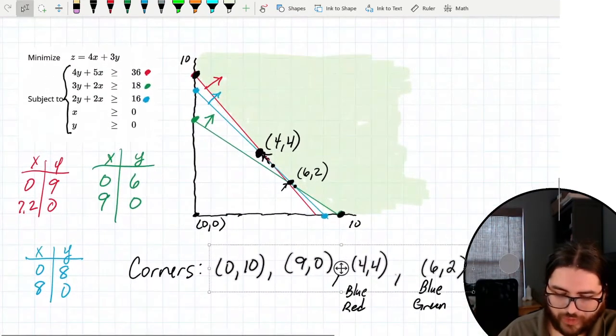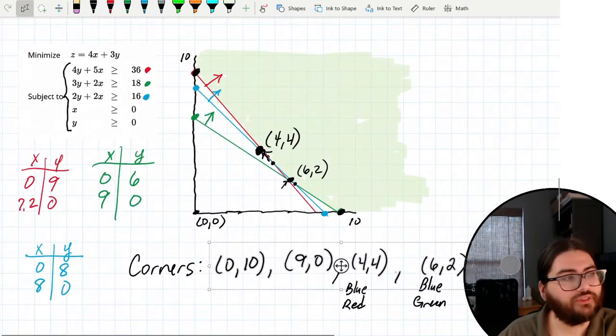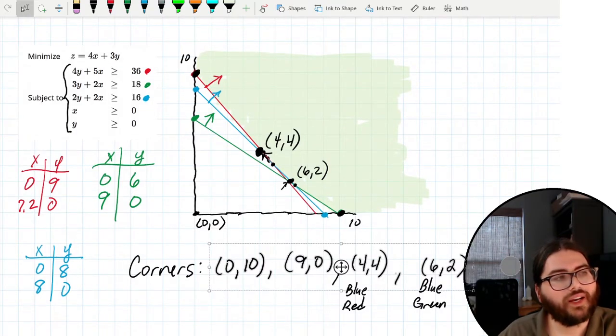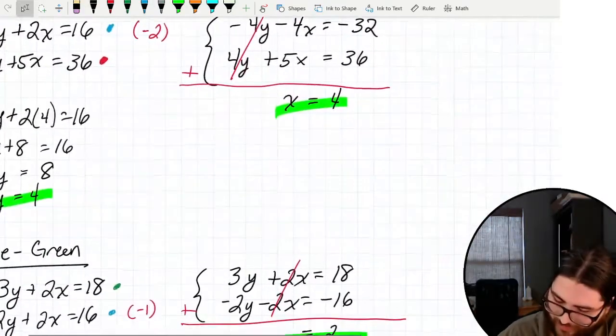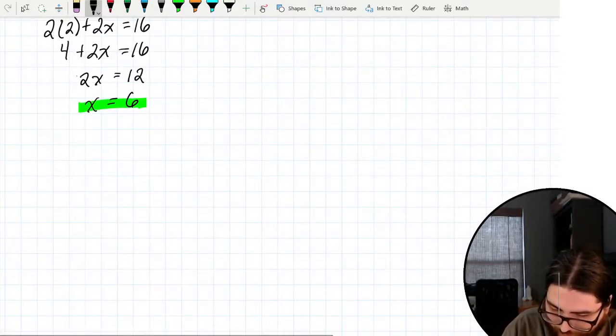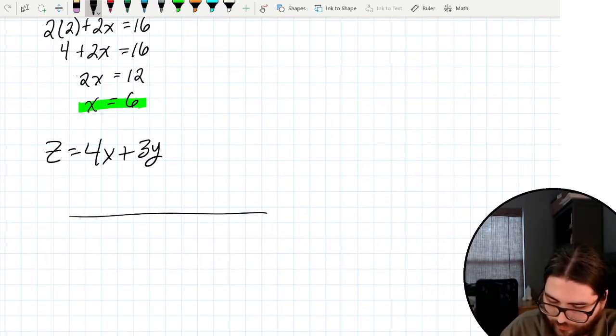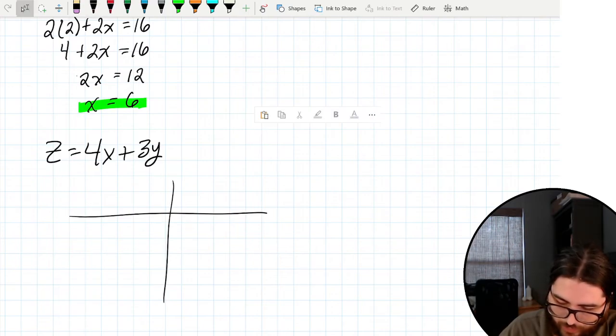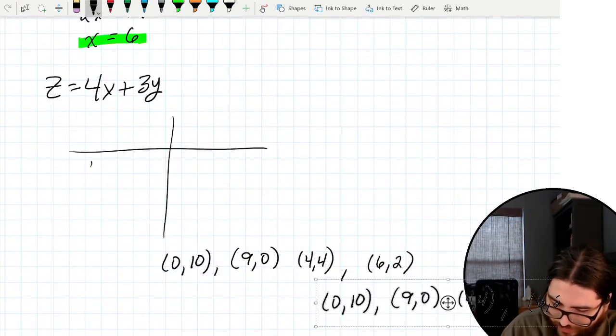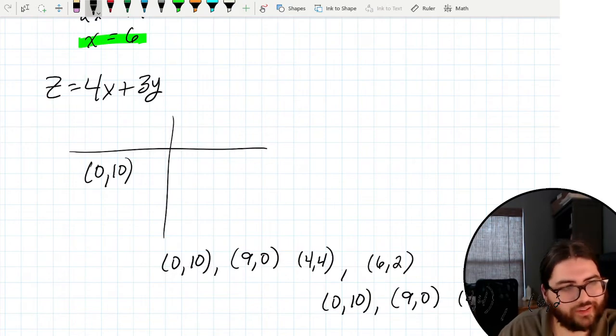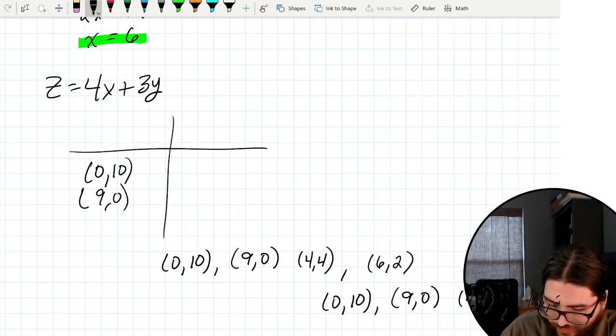I will scroll up just to find my objective function. So z equals 4x plus 3y. Paste in my corner points here, so I can write them down without scrolling back up. 0, 10, 9, 0, 4, 4, 6, 2.